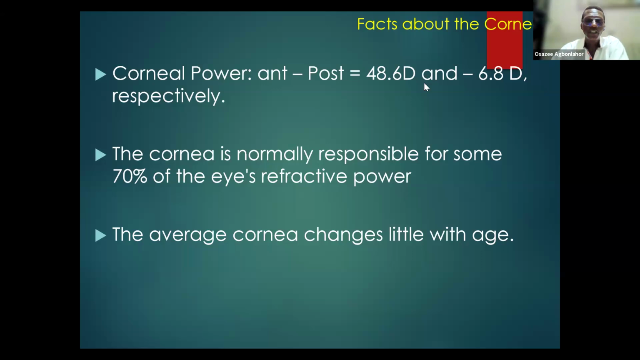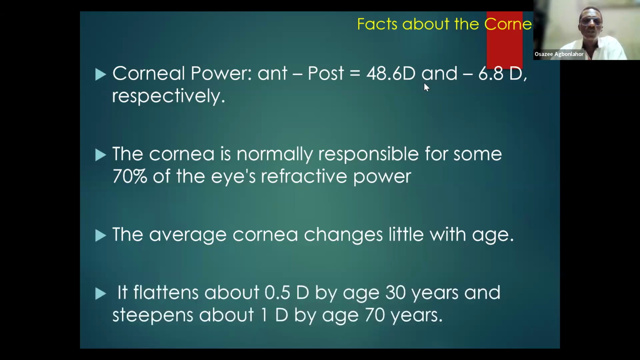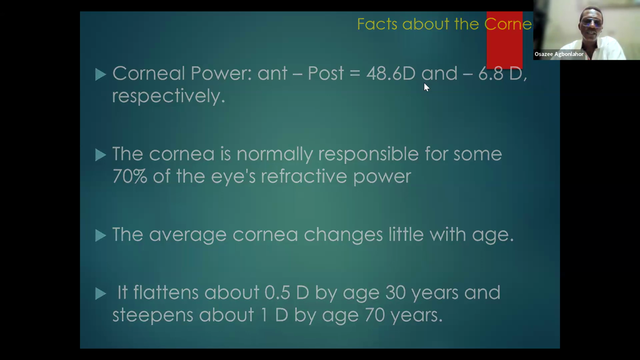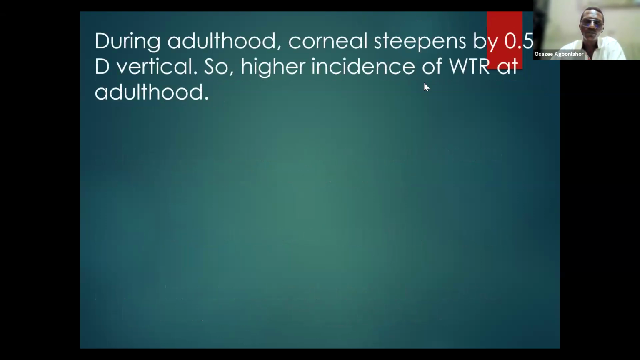So the cornea changes with age, both in terms of curvature and of course in terms of thickness. So we need to know that. It flattens about 0.5 diopters at around age 30 and steepens about 1 diopter at age 70. So you see that the cornea steepens more as you go older. In adulthood, the cornea steepens by about 0.5 diopter vertically. So at that age, there's a high incidence of with the rule astigmatism.